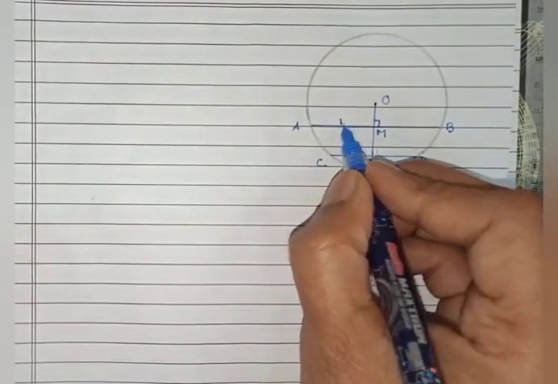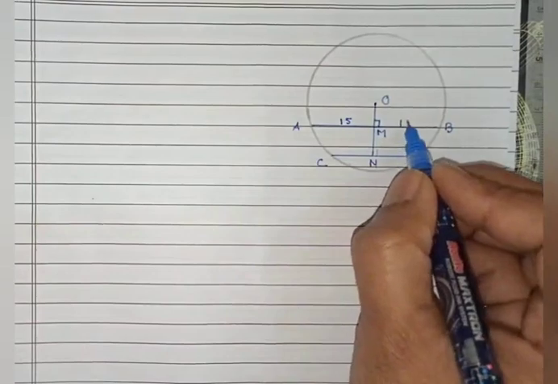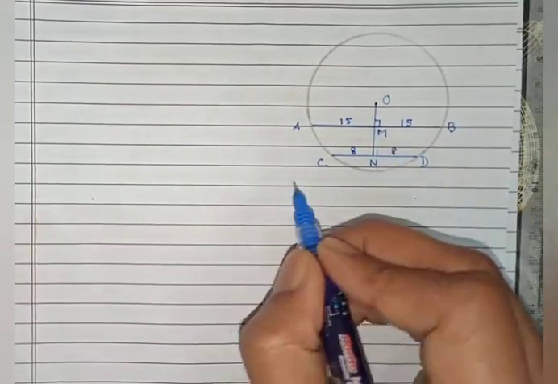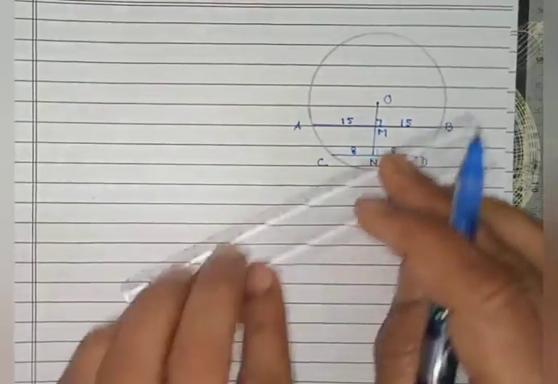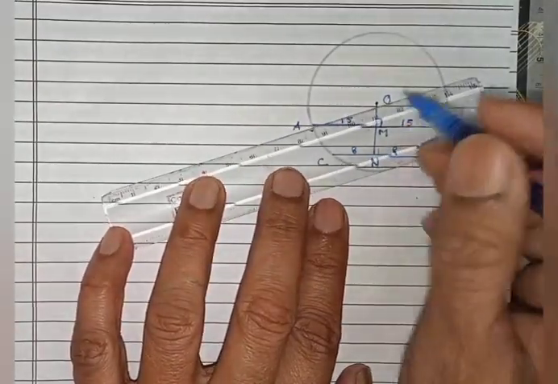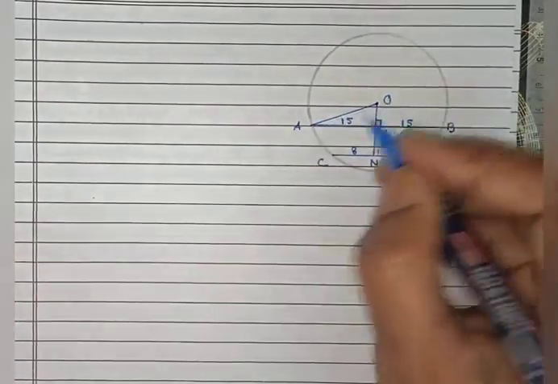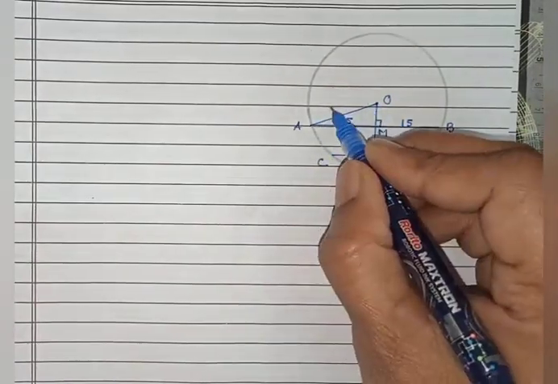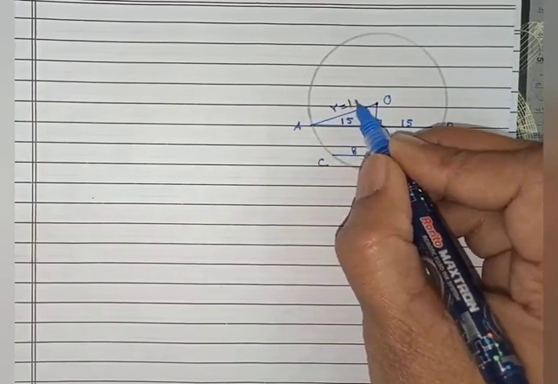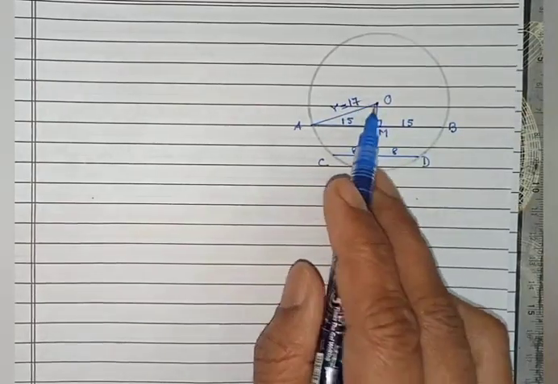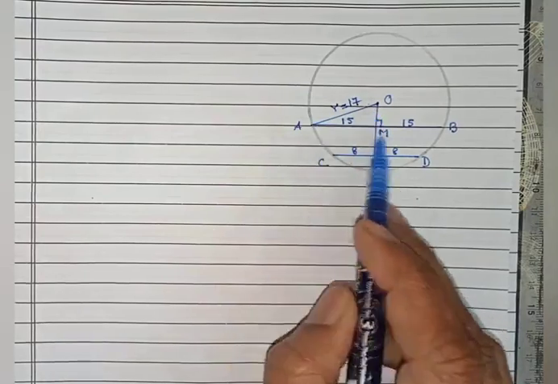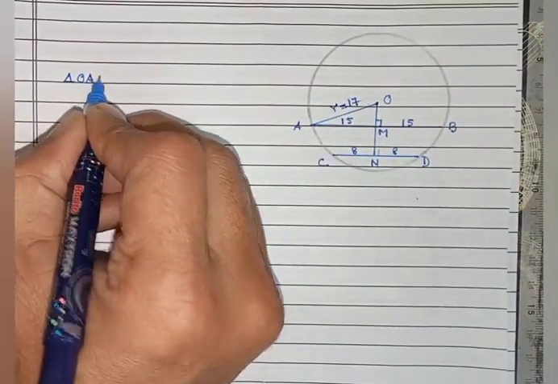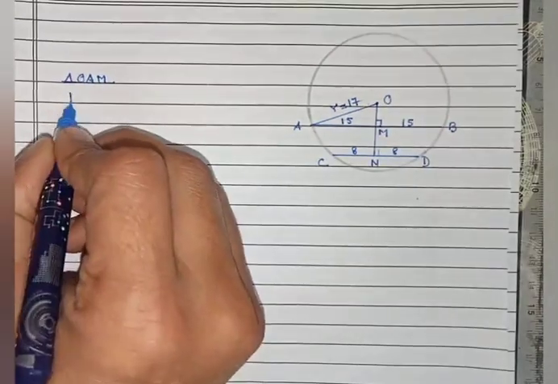So this will become 15, 15. This will become 8, 8. Now we will complete a right angle triangle with the longer chord. When you are completing the right angle triangle, then this OA is the radius, that is 17. So again you can do the same calculation in triangle OAM. Triangle OAM. It's a right angle triangle.